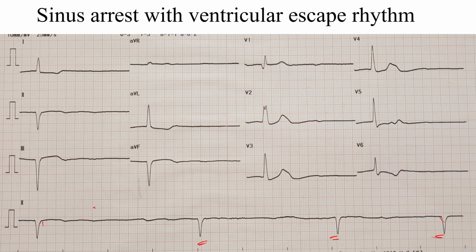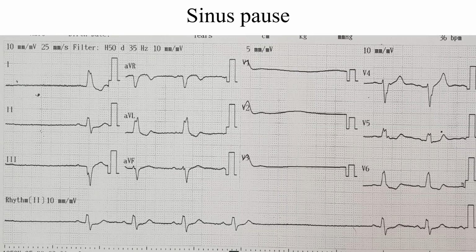In sinus arrest, there is an escape rhythm, like this one. Now this other one is a sinus pause. Is this a pause or an exit block? If we calculate this P to P, it is not the exact PP interval, plus or minus 2 small squares. So this is a sinus pause rather than a block. If it is the exact PP interval, then it is a sinus exit block. But as long as it is not the exact PP interval, this is a pause.